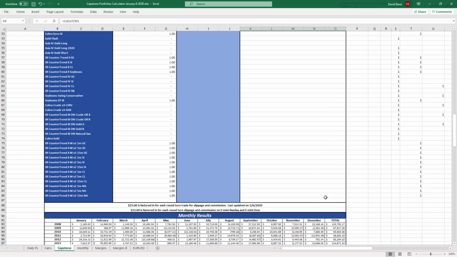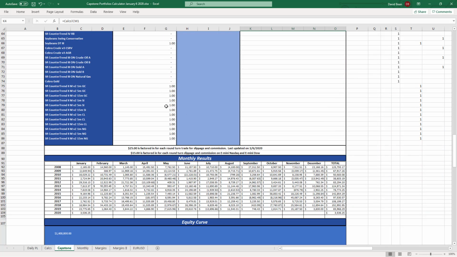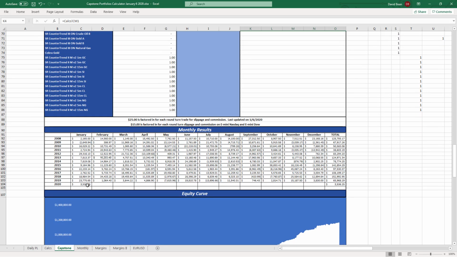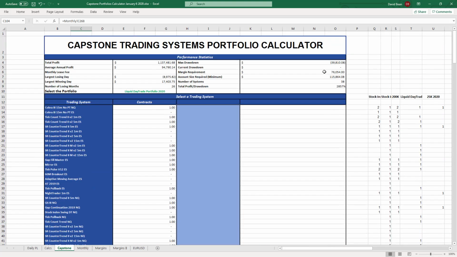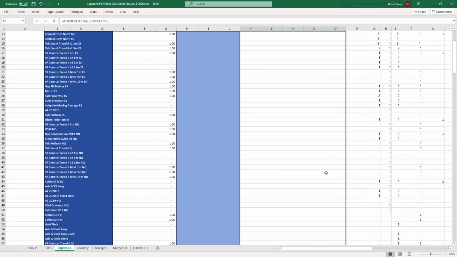Let's look at it for the month. You can see these strategies being added here in that list. For the month, it's up 35,625, and it's at an equity peak through the 6th.